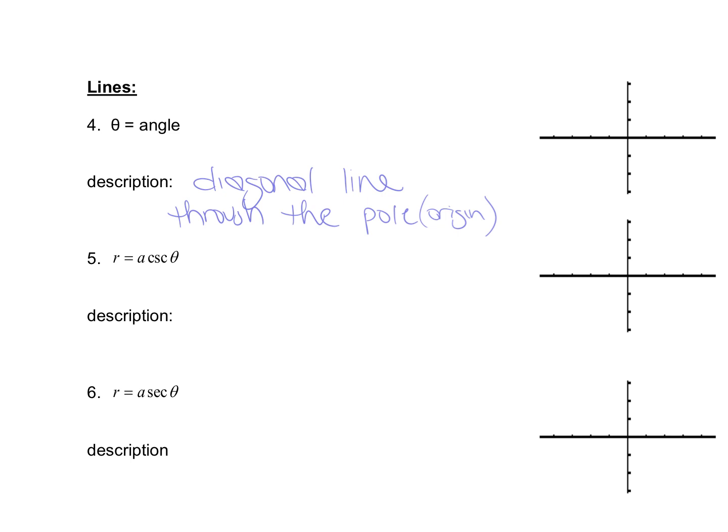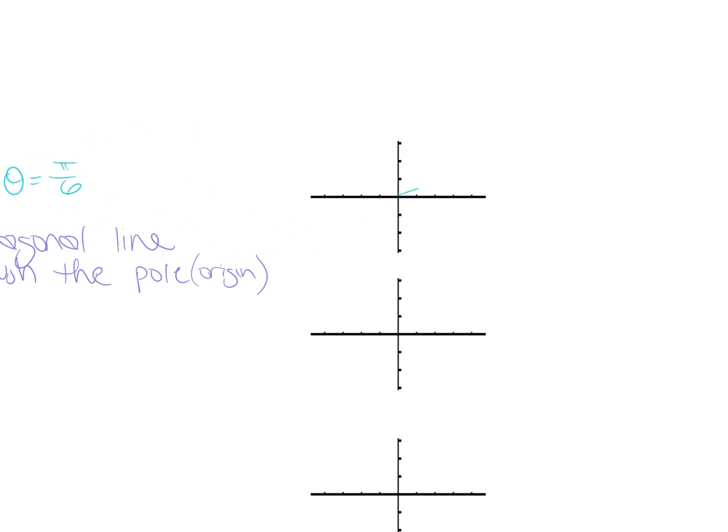So, for example, if you had theta equals pi over 6, you would draw a diagonal line that is about where pi over 6 is in the unit circle. I know that's in the first quadrant, it's about this much. You do it forwards and backwards. This is kind of like your y equals mx plus b things, except there will be no plus b. There's no way to move it up and down. It always goes through the pole.